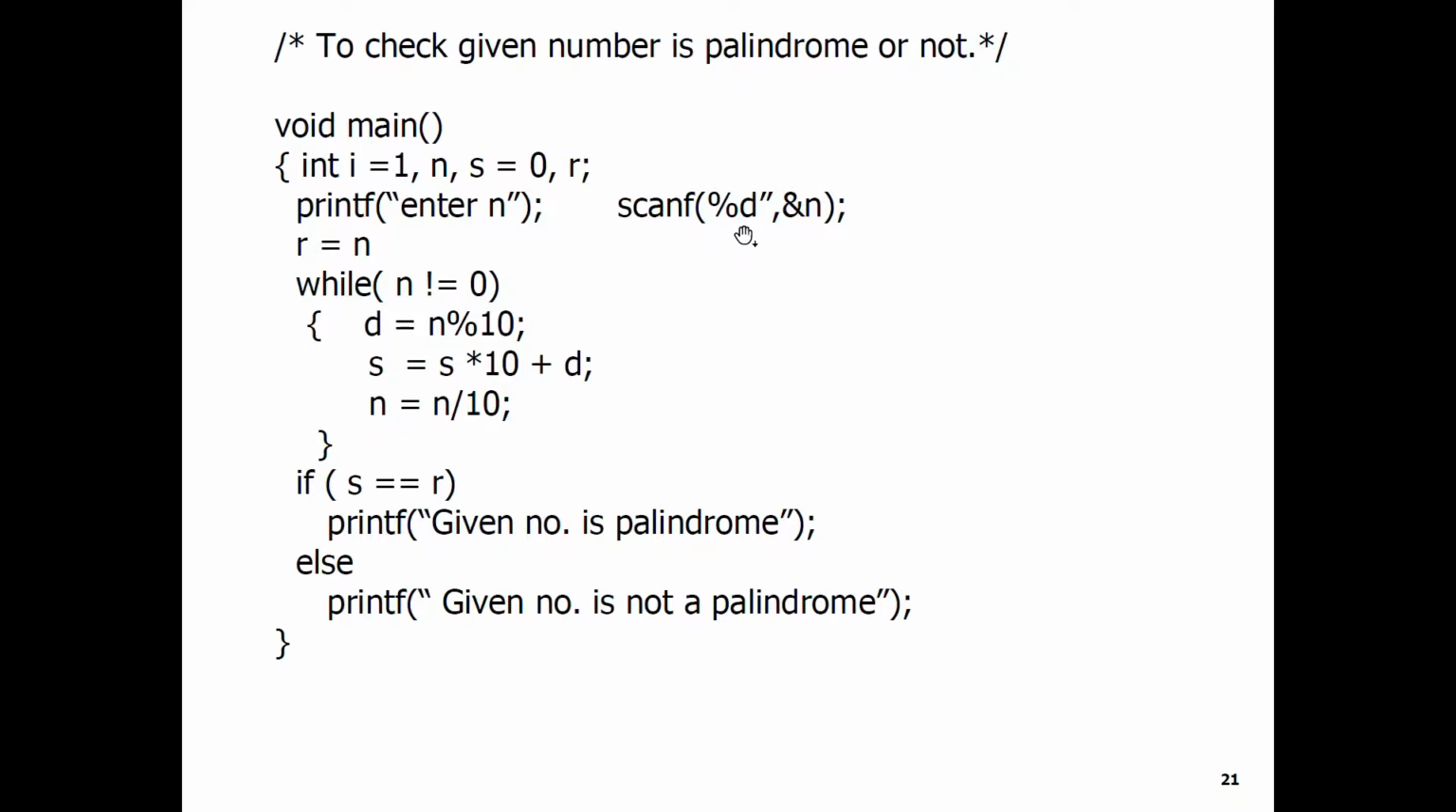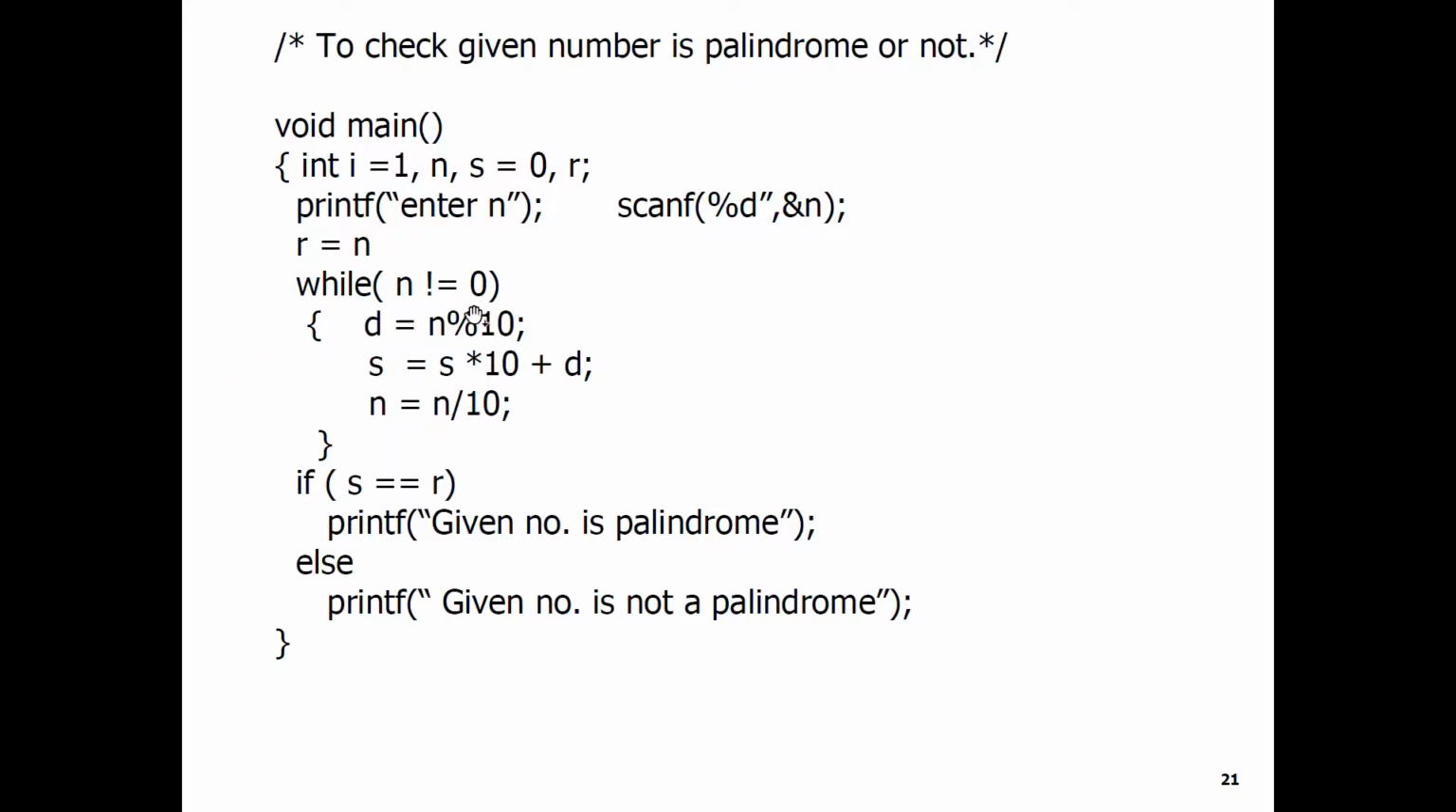Suppose your given number is 123. The first time, d is going to be 3, and the initial s was 0. 0 into 10 is 0, 0 plus d is 3, so s is going to be 3. Now n is going to be n by 10, so 123 by 10 is going to be 12. Now again the process repeats.